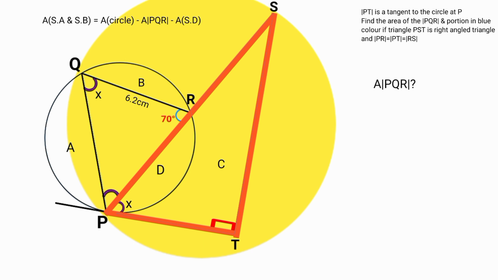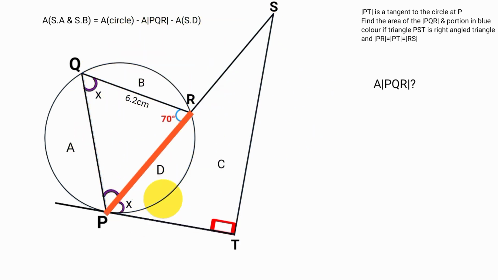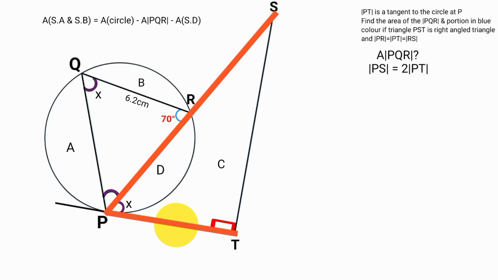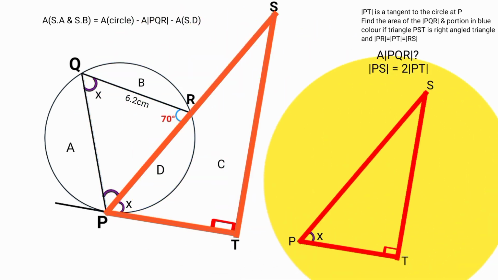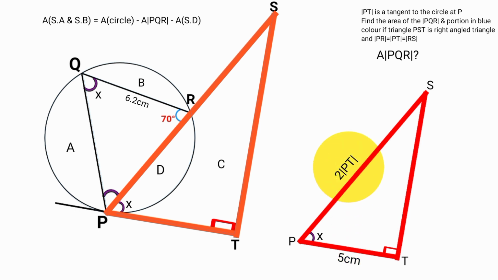We don't have the length of any of the sides of the triangle, but recall, we have that this line PR here, line PT, and line RS are equal. So from this now, we can substitute that this line PS here is exactly twice the length of this line PT. And so we can draw a duplicate of this triangle here. Since we have line PS to be twice the length of this line PT, we can assume a value for line PT. Let's say line PT equal to 5 centimeters. If line PT is 5 centimeters, this line PS must be equal to 2 times 5 centimeters, which is 10 centimeters.